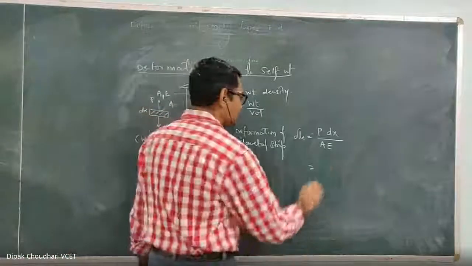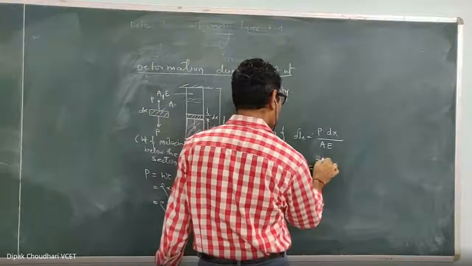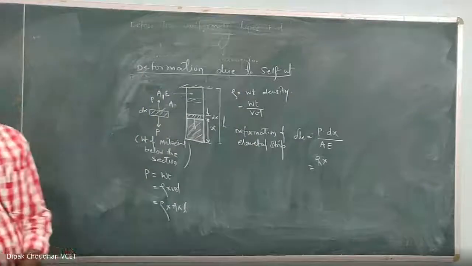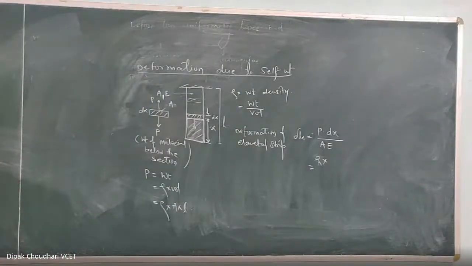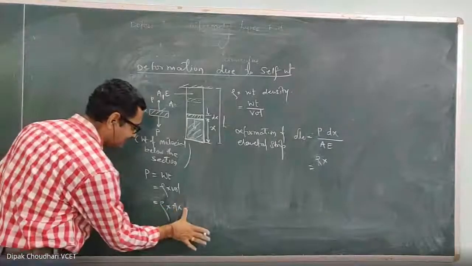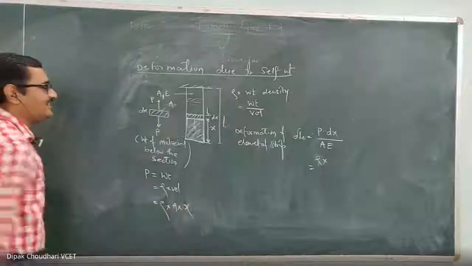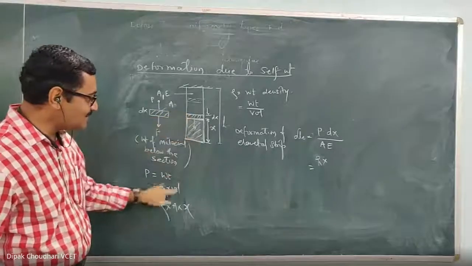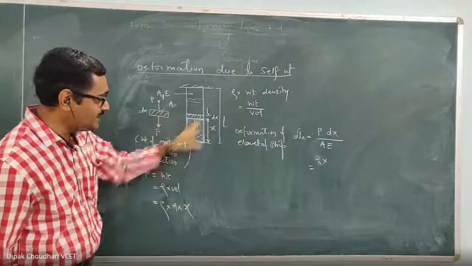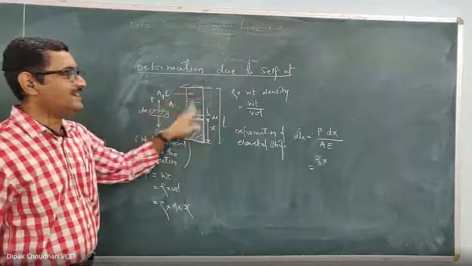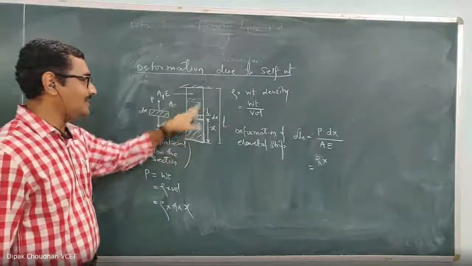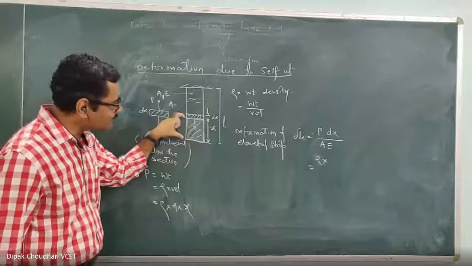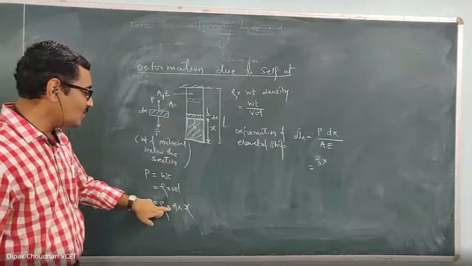I'll substitute it here. Sorry, I made a mistake. A small mistake is there. Can anybody suggest what the mistake is? There will be x instead of L. Here there will be x and not L, because we are considering only the weight of this much part. So we have to consider the volume of this part only. It is the cross-sectional area into x and not L. If I take L, it will be the total volume, and the total weight won't act on this elemental strip. Only this much weight will act. So it is rho A into x.